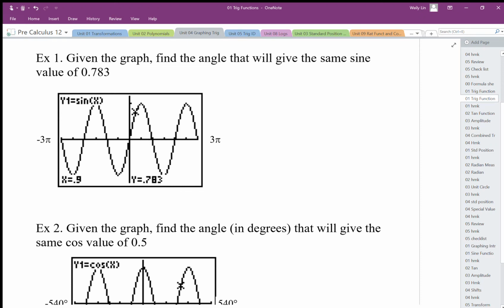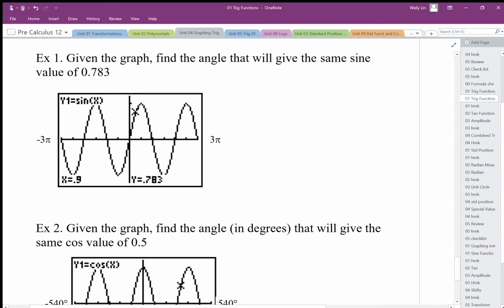So the last part of this is just looking at some questions where we can apply some concepts of these trig functions. And the main idea is to be able to use the symmetry of these trig functions to be able to find parts of it and recognize parts of it. So here I've given you a sine graph. That's just the regular y equals sine x graph. And I'm asking what angles will give the same sine value as 0.783.